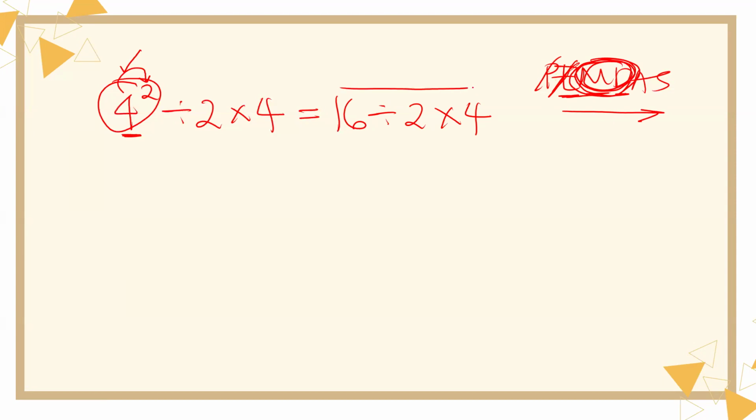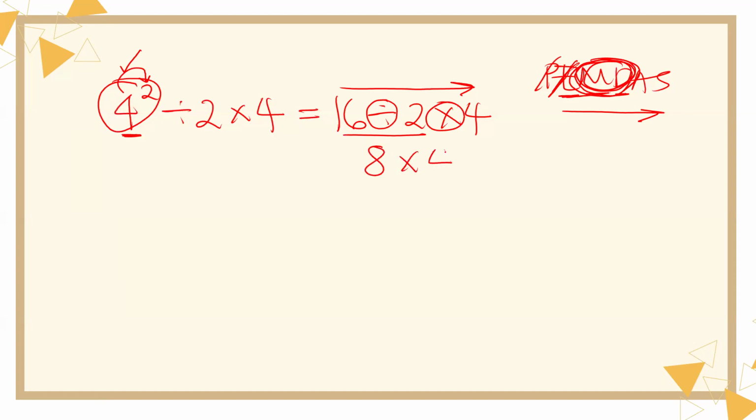So from left to right, we notice that we need to divide first before multiplying the number here, right? Before doing multiplication. So we do division first. That is 16 divided by 8. What's 16 divided by 8? Divided by 2? I mean, very good, 8.